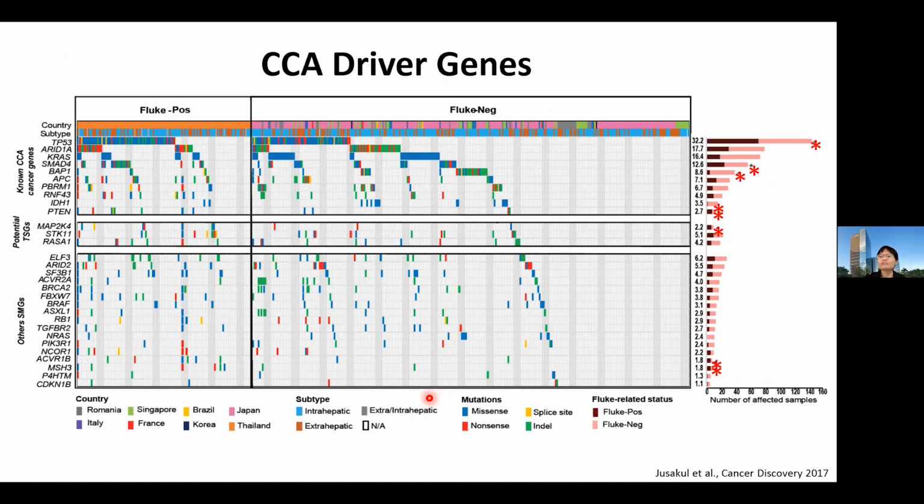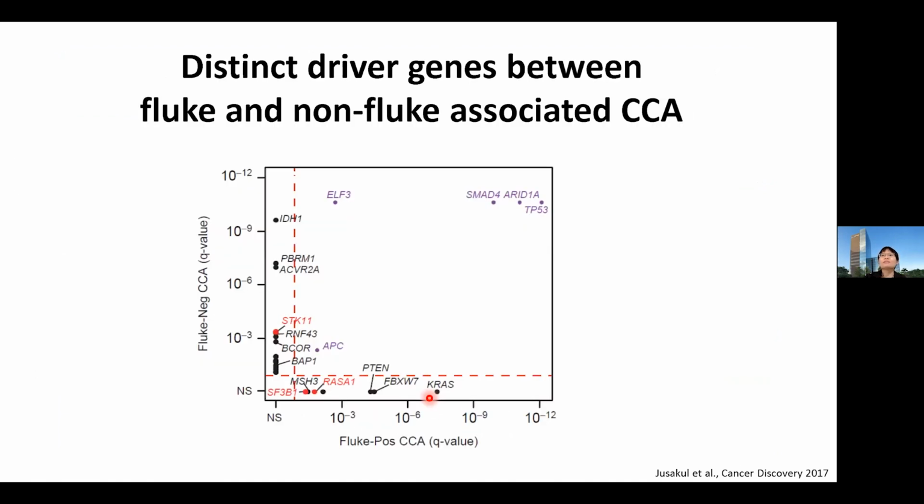What is most striking to us is the differences between the driver genes that drive fluke-positive and fluke-negative cholangiocarcinoma. From this chart over here, we can see that SMAD4, ARID1A, and P53 are almost equally associated with fluke-negative and fluke-positive cholangiocarcinoma, whereas genes such as IDH1 and PBRM1 are more associated with fluke-negative cholangiocarcinoma, while KRAS mutations and PTEN mutations are more associated with fluke-positive cholangiocarcinoma.